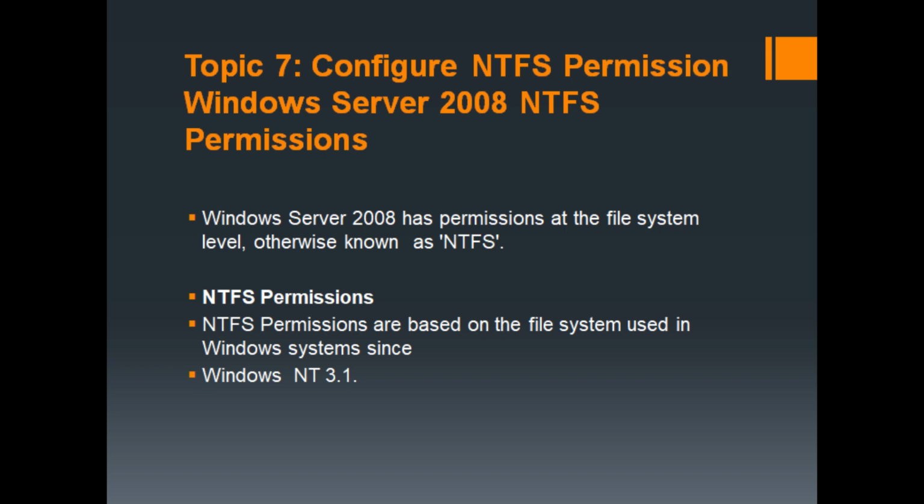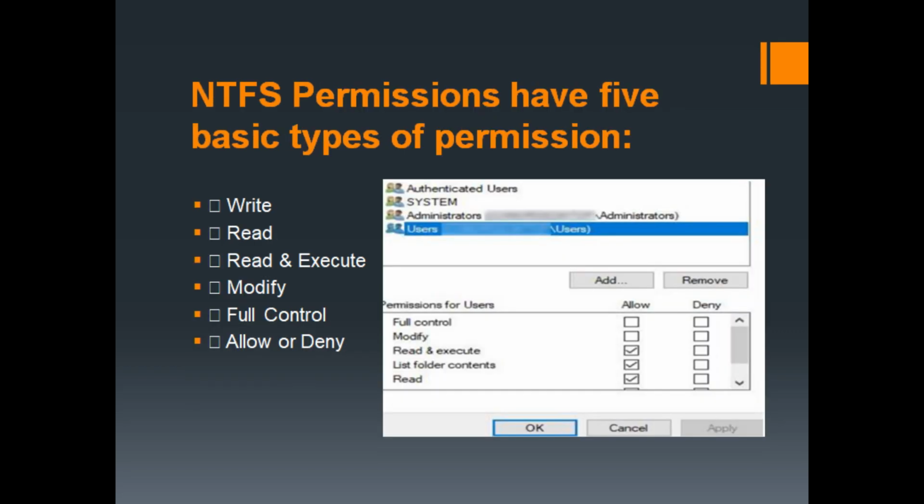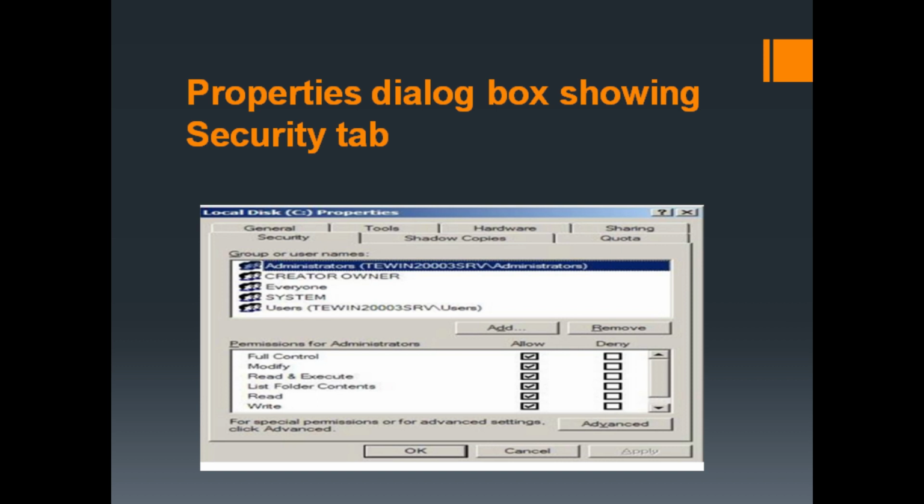Windows Server 2008 has permissions at the file system level, otherwise known as NTFS. NTFS permissions are based on the file system used in Windows systems since Windows NT 3.1. NTFS permissions have 5 basic types of permission: write, read and execute, modify, full control, allow or deny. Properties dialog box showing security tab.